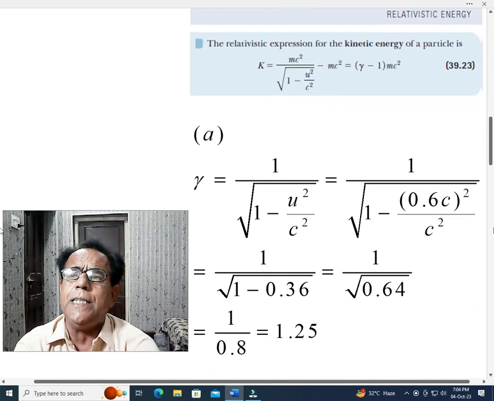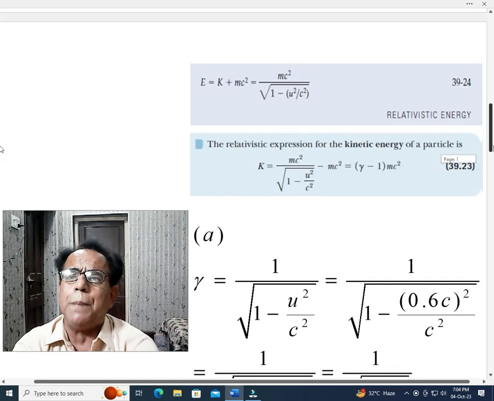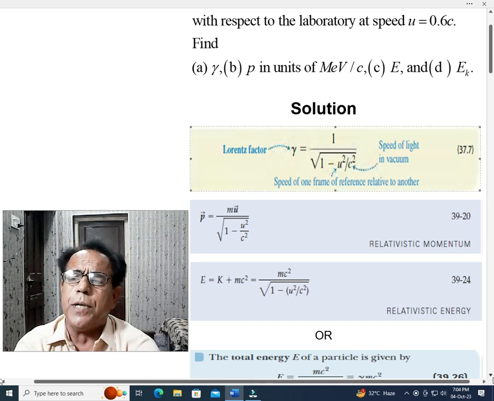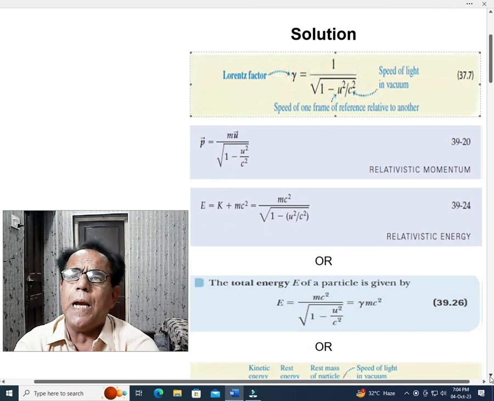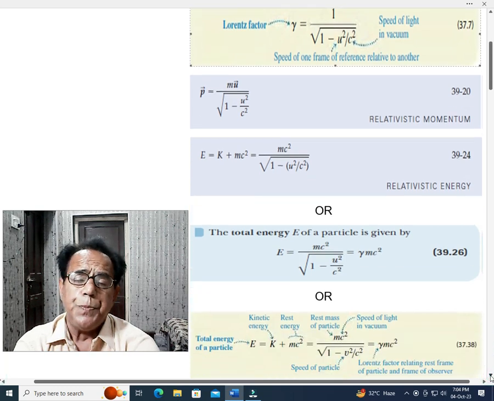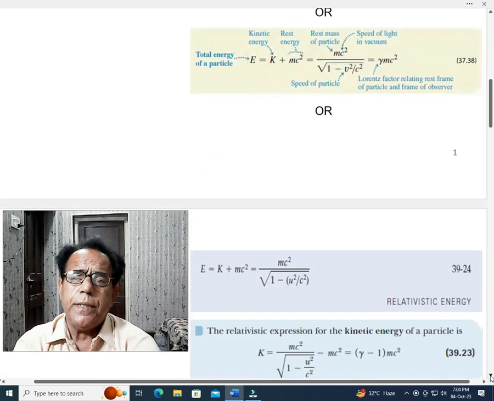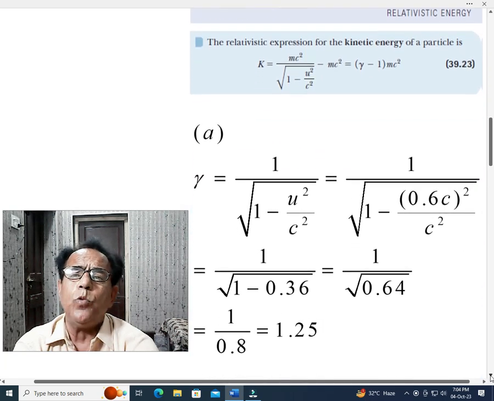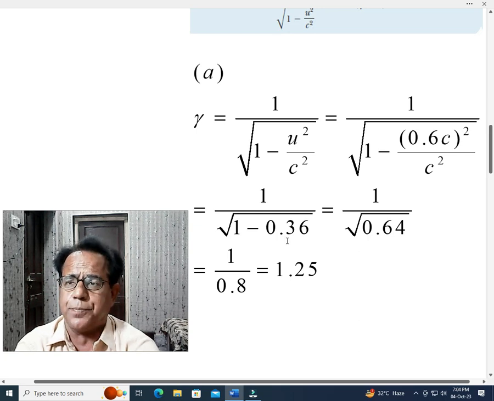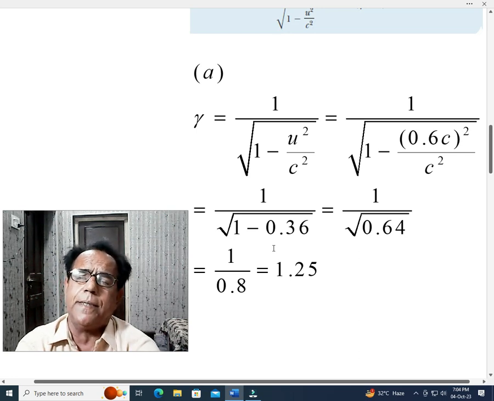Okay, in accordance with these four types of snapshots, we first solve part A in accordance with this yellow colored snapshot. Lorentz factor gamma is equal to 1 over under root 1 minus u² over c². So here in part A, gamma is equal to 1 over under root 1 minus u² over c², which is equal to 1 over under root 1 minus (0.6c)² over c². This alternatively becomes equal to 1 over under root 1 minus 0.36. Okay, 1 minus 0.36 is what appears under the root, and 0.36 is appropriate.